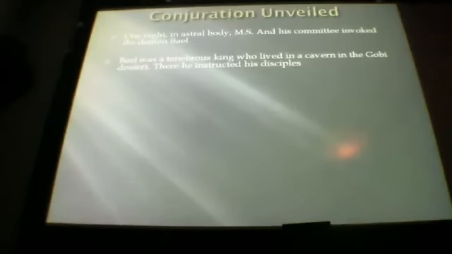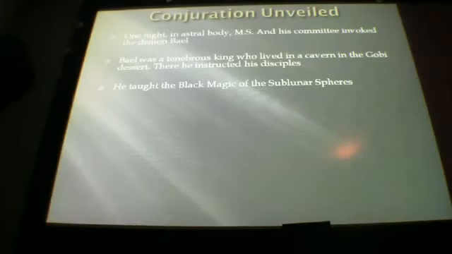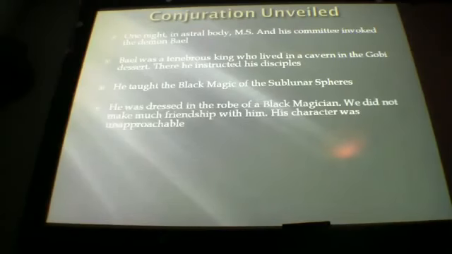So one night in the astral body, Master Samael and his committee invoked the demon Baal. Baal was a tenebrous king who lived in a cavern in the Gobi Desert. There he instructed his disciples. He taught the black magic of the sublunar spheres. So all these guys are working against us with this black magic stuff. He was dressed in the robe of a black magician. We did not make much friendship with him.